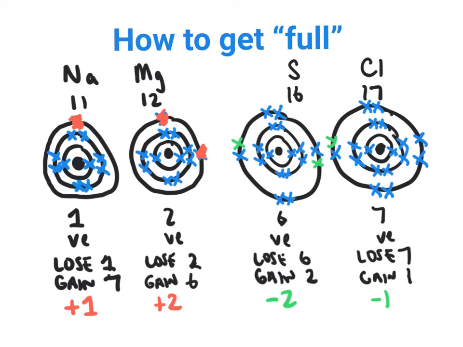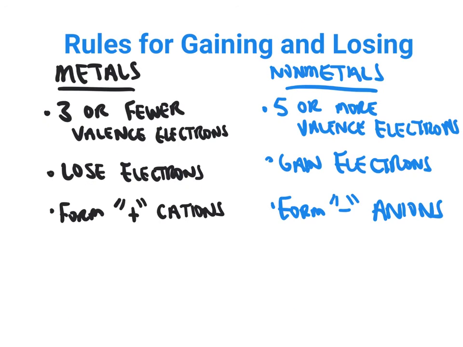Once they gain or lose electrons, you'll notice that elements on the left side of the table form positive ions, and elements on the right side of the table form negative ions. So we have some basic rules. Metals are on the left side of the table. They have 3 or fewer valence electrons. They'll lose electrons to form positive cations. Nonmetals have 5 or more valence electrons. They'll gain electrons and form negative anions. There's a type of bond where these positive cations are attracted to these negative anions, and they join together because of their opposite charges. We call this an ionic bond.